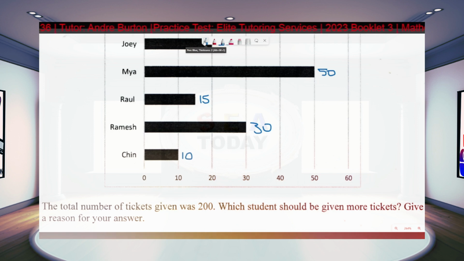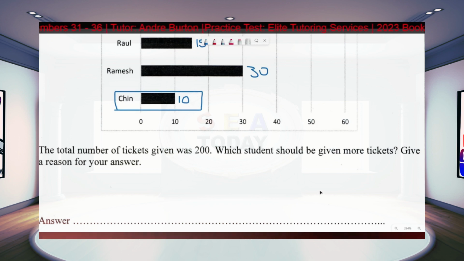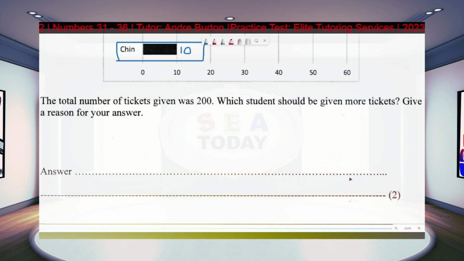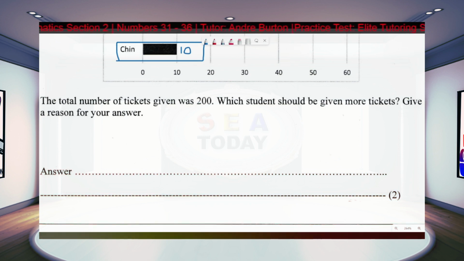Well, the best answer would be to give Chin more tickets to sell. Why? Why Chin? Chin has the least amount of tickets remaining. We're not going to write this out, I'm just going to explain it. If Chin has the least amount of tickets remaining, then Chin should get more tickets, because that means Chin is really good at selling tickets. Alright? So if Chin is good at selling tickets, give Chin some more tickets to sell. And that will be the answer.